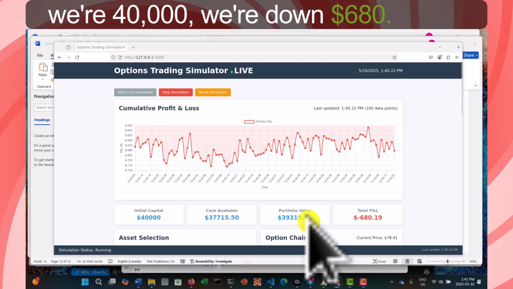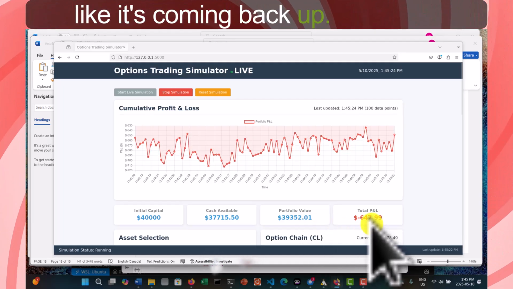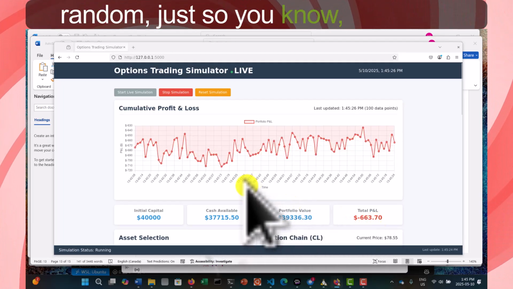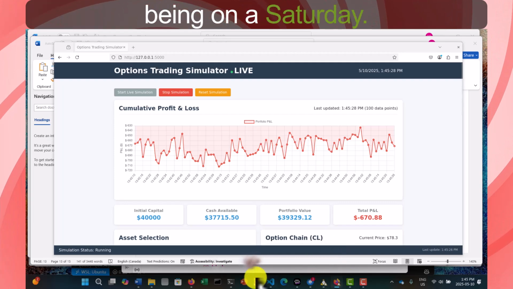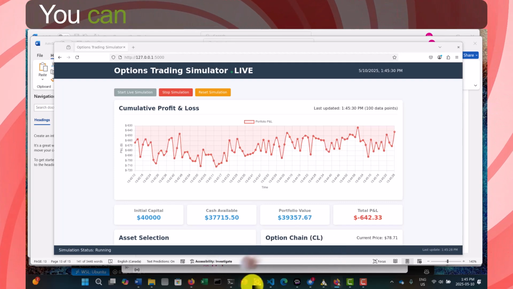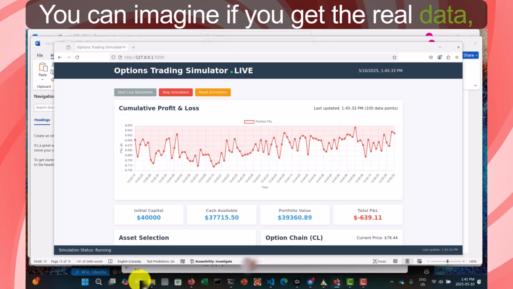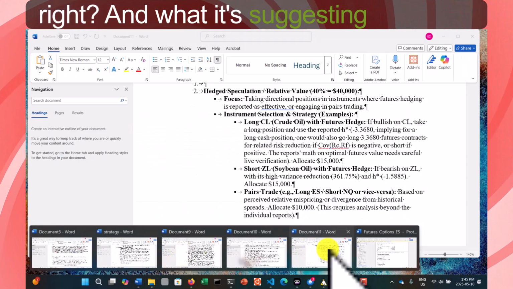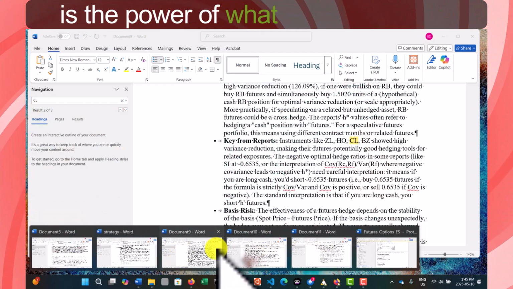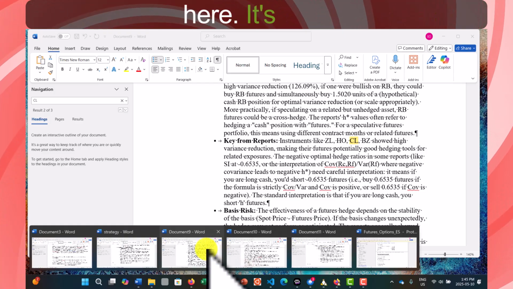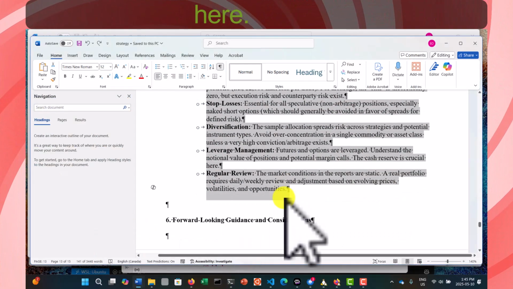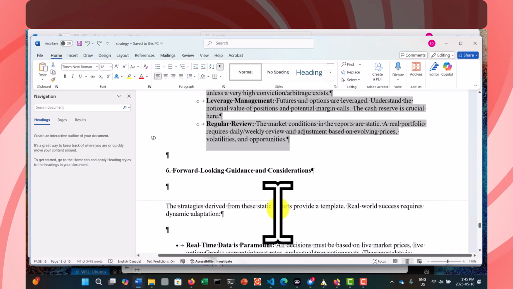We're down $680. Looks like it's coming back up. This is all random, just so you know, obviously, being on a Saturday. You can imagine if you get the real data, right? And what it's suggesting here. This is the power of what we're looking at here. It's right here.